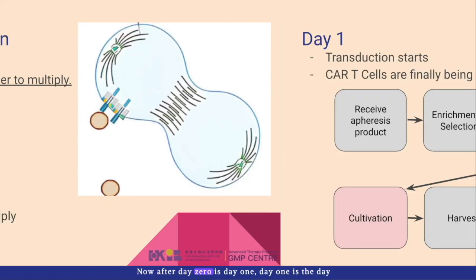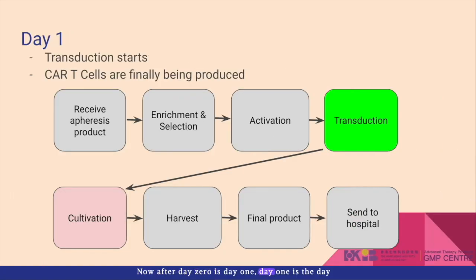Now after day 0 is day 1. Day 1 is the day where transduction actually starts, where CAR T cells are finally being produced. On day 1, the main steps are transduction and cultivation.